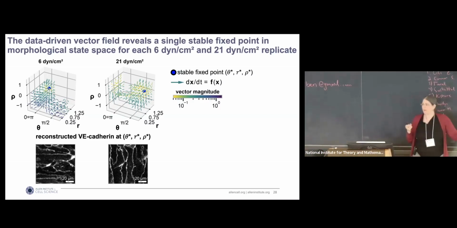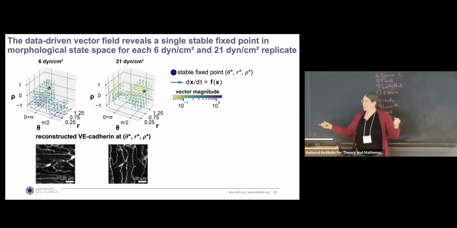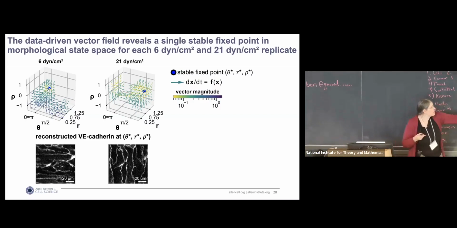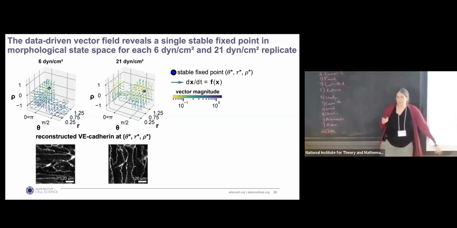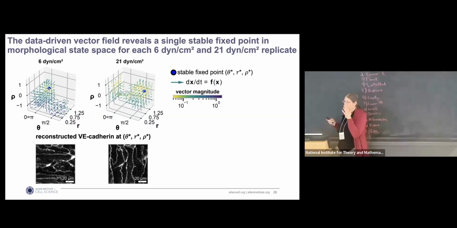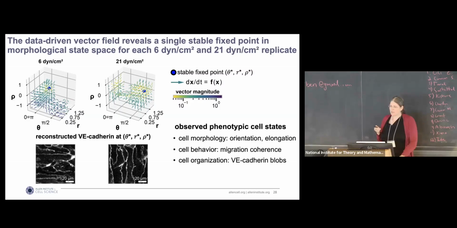We do identify one stable fixed point in all replicates in each of these conditions. And when we reconstruct where we are in that space, we get what we would expect based on what we know about the biology. So this is great. One aspect of our observed phenotypic cell state is accounted for.